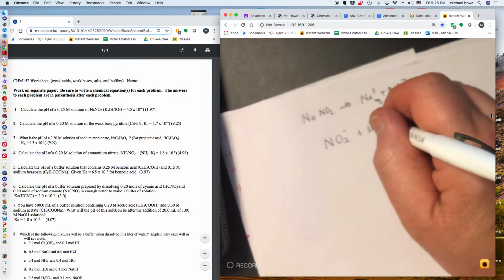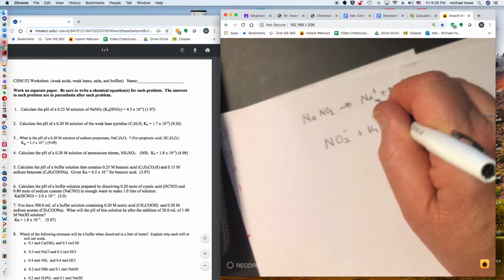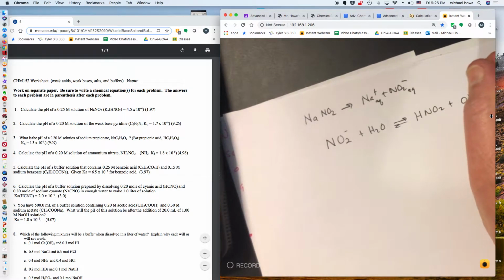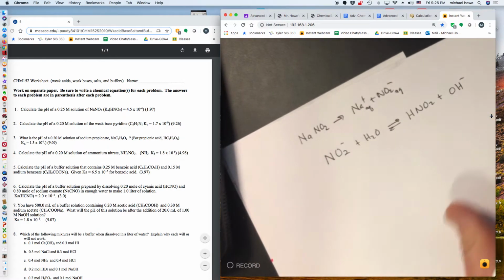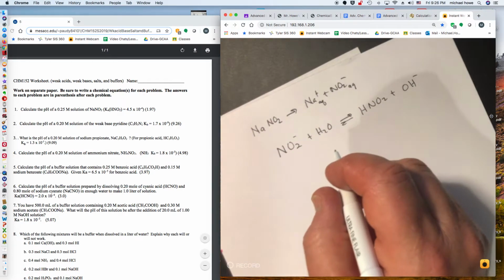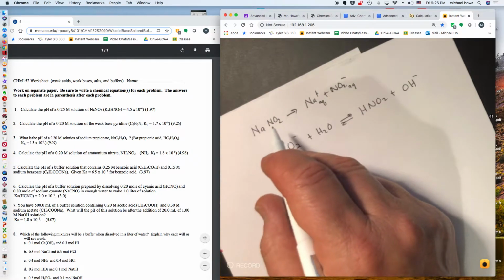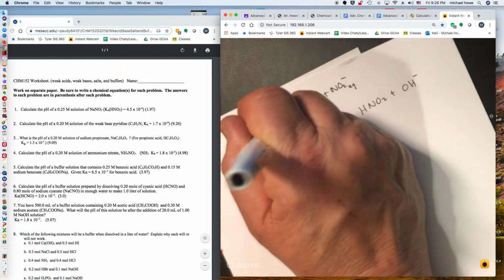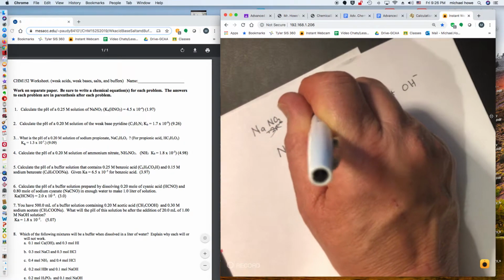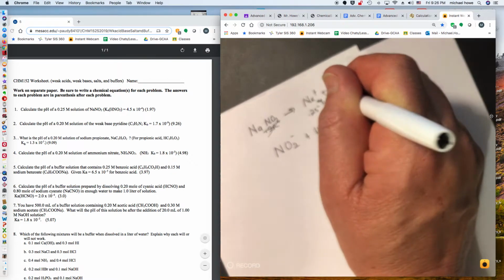So this is the conjugate base of a weak acid. It's going to pull a hydrogen off of some of the waters, go into equilibrium and create HNO2, and then OH- will be left behind. These will all be aqueous, so I'll leave that part out. We know that the original concentration of the sodium nitrite was 0.25. Since that's a soluble salt, it dissociates completely, so that's 0.25, and that is 0.25.